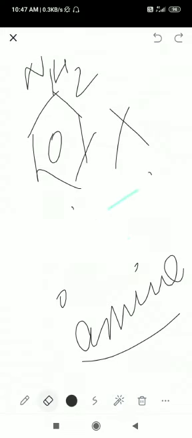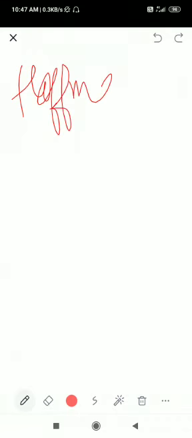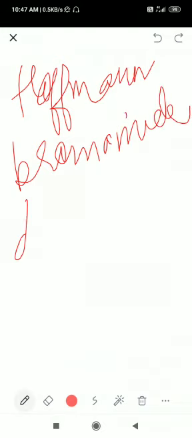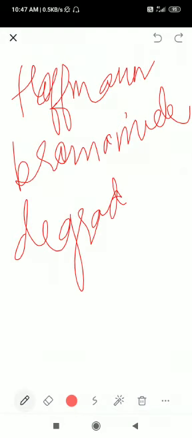So let me now tell you the other most important preparation method, that is the Hofmann bromamide degradation reaction.